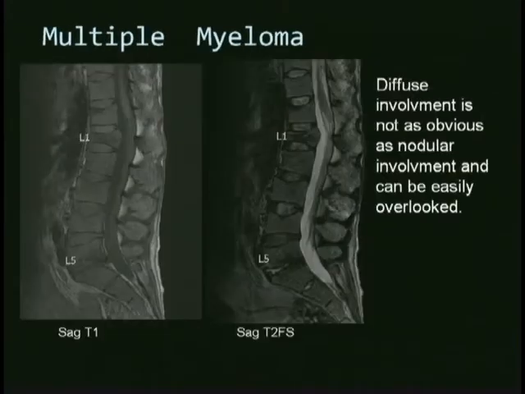So this is an example of a patient with multiple myeloma. You can see again that diffuse pattern of low marrow signal in the spine, easily overlooked here on the sagittal T2 sequence because it's so homogeneous. He also had compression fractures. So on the T1, this marrow is too dark and is abnormal. So these were pathologic fractures.